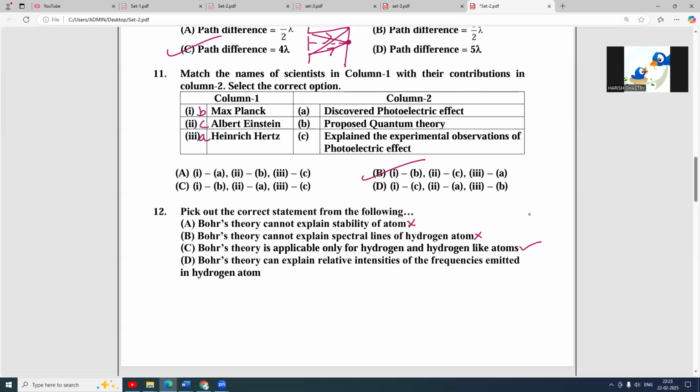Bohr's theory can explain relative intensities of frequencies emitted. No, it cannot explain. So this should be cannot. Of course, now it is correct. It cannot explain relative intensity. So this is also wrong. Bohr's theory is applicable only for hydrogen and hydrogen-like atoms is correct. And you are asked to find out the correct statement. So in these types of questions, you should be very careful. Option C. Then the 12th one is over.